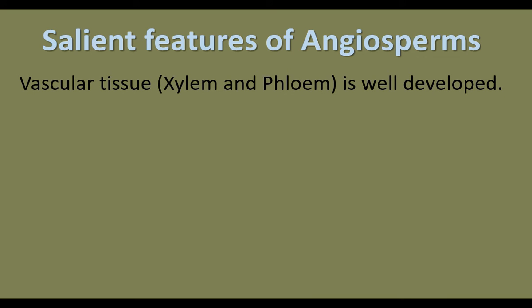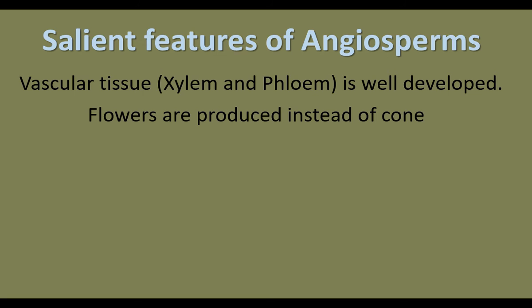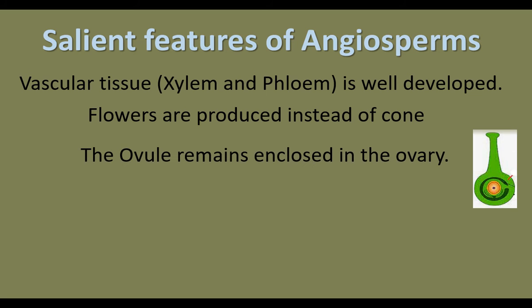Vascular tissues, xylem and phloem, are well developed in angiosperms. Flowers are produced instead of cones. In the previous groups of plants, cones are produced, and the reproductive structures are found on the cones. But in angiosperms, the flowers have male and female reproductive structures. The ovules remain enclosed in the ovary. Ovules are protected inside the ovary.